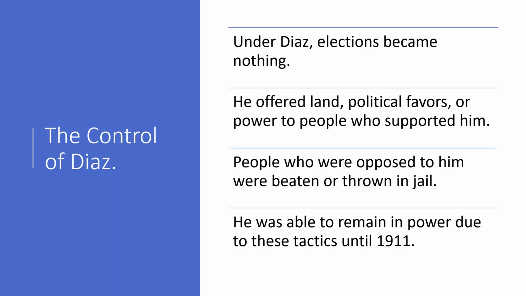Now, under Diaz, elections became nothing. So they basically stood for nothing. They represented nothing. He offered land and political favors or power to people who supported him, and those who opposed him were beaten or thrown in jail. And because of these violent tactics and these promises he made to people who supported him, he was able to remain in power until 1911.